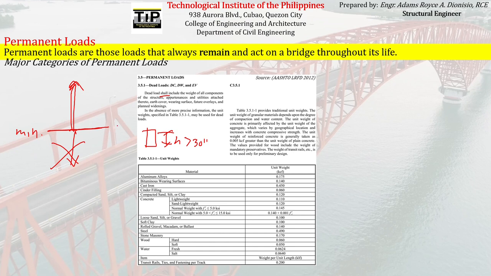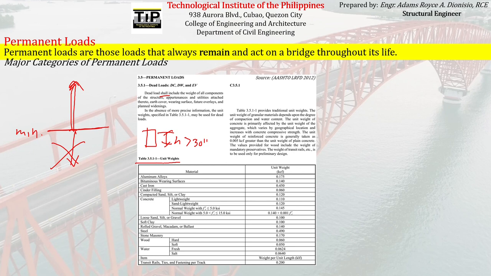Okay? In the absence of more precise information, the unit weights specified in table 3.5.1-1 may be used for dead loads. So if ever daw na you don't have any way to compute the dead load or the weight of the elements or components that comprise the structure, you can use the table 3.5.1-1, yung mga unit weights na nandito.